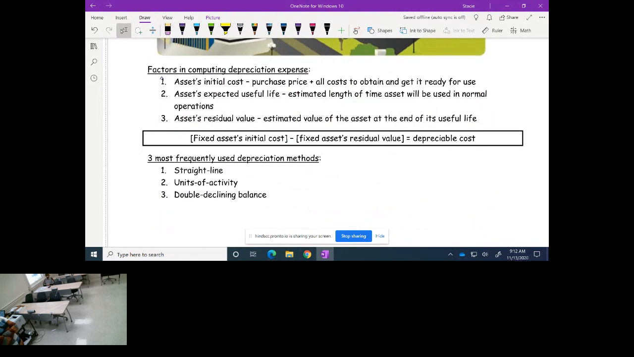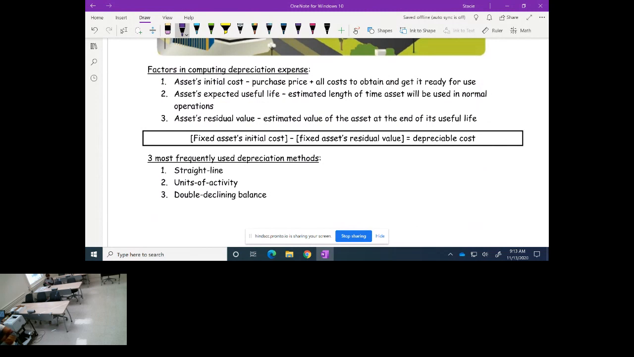All right, so an asset's initial cost is the purchase price and all the costs to obtain it and get it ready for use. That's kind of what we just talked about. So an asset's expected useful life is the estimated length of time that this asset will be used in normal operations. A lot of that's kind of established with GAAP. Certain classes of assets have certain lives. I think we've talked about that before.